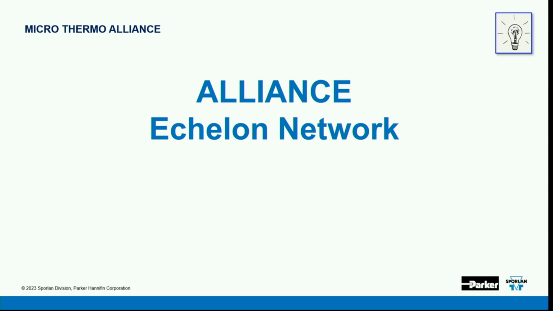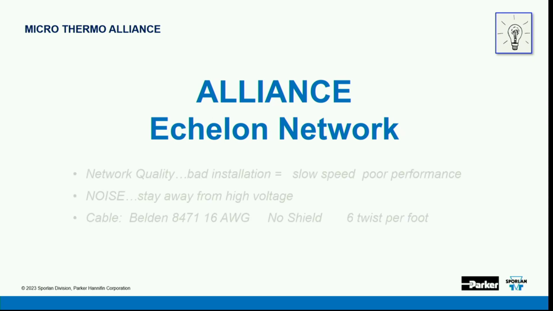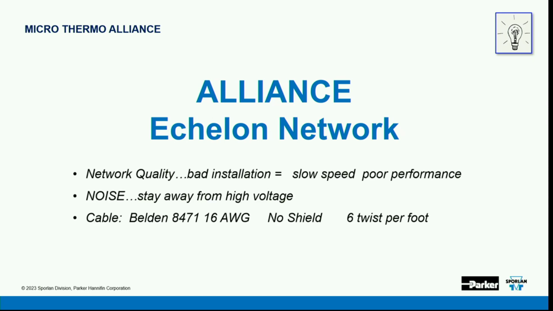Now let me talk about the Echelon network. Our network is different. There's BACnet out there, there's 485 out there. We love Echelon, and it's the true international Echelon. But I think any other of the control guys that are here today at this conference are going to tell you the same thing. If you got a bad network, expect you're going to get bad performance and bad information, okay? You can have the best controllers in the world, but if the network is bad, it's going to affect the performance. So the network quality, bad installation, you're going to have slow speed and you're going to have poor performance.